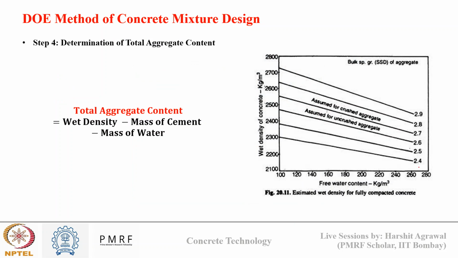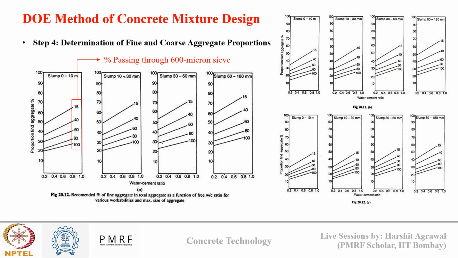Okay, so for this, DOE provides a curve to calculate the wet density of concrete when we know the specific gravity of aggregate and the free water content. So these two things we know. From the free water content, we'll draw a vertical line. We'll check where it intersects the specific gravity of aggregate that we have, and we will find the point of intersection by drawing a horizontal line to the y-axis, and we'll get the wet density of concrete. Once we know the wet density of concrete, we can determine the total aggregate content, which is wet density minus mass of cement minus mass of water.